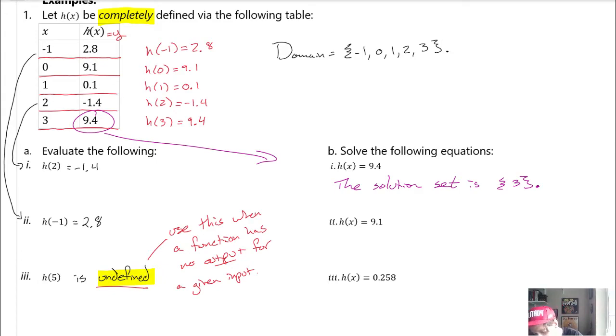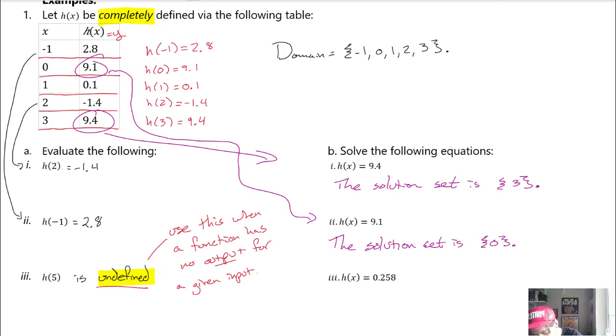Then I say h of x equals 9.1 for this second problem. And I look at the table and I see, okay, 9.1 is in that second row. And so the input that gets us to 9.1 is the number 0. So 0 is the input that gets us the output of 9.1. So 0 is the solution. The solution set is the set containing the number 0.